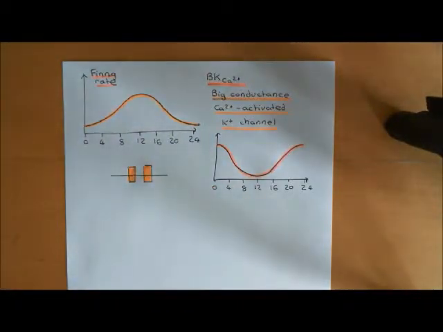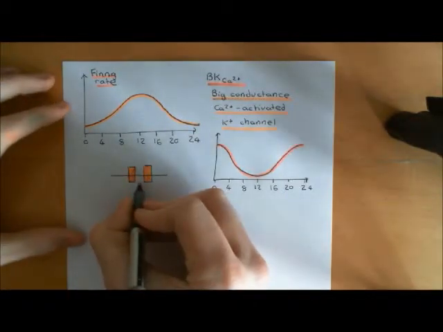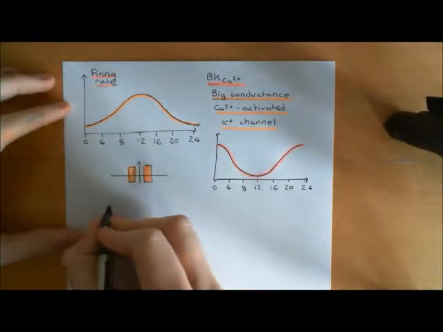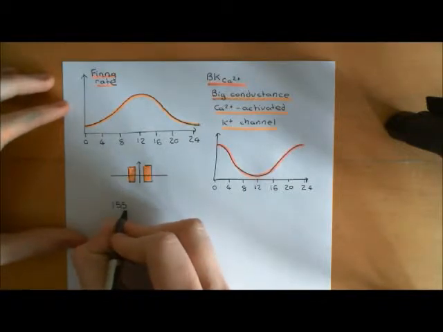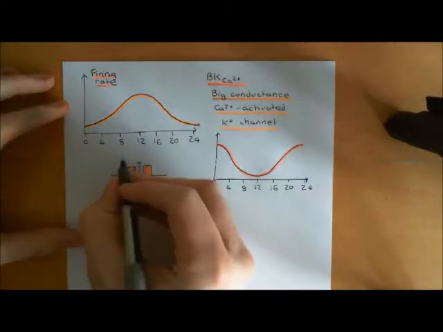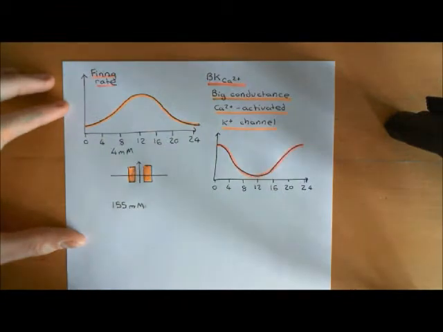So when you open a potassium channel in the cell membrane, usually what happens is potassium then moves out of the cell because there is a much higher potassium concentration intracellularly. Normally in cells, the concentration of potassium intracellularly is 155 millimolar, whereas the concentration of potassium extracellularly is 4 millimolar. So that's around a 40-fold gradient favoring the movement out.